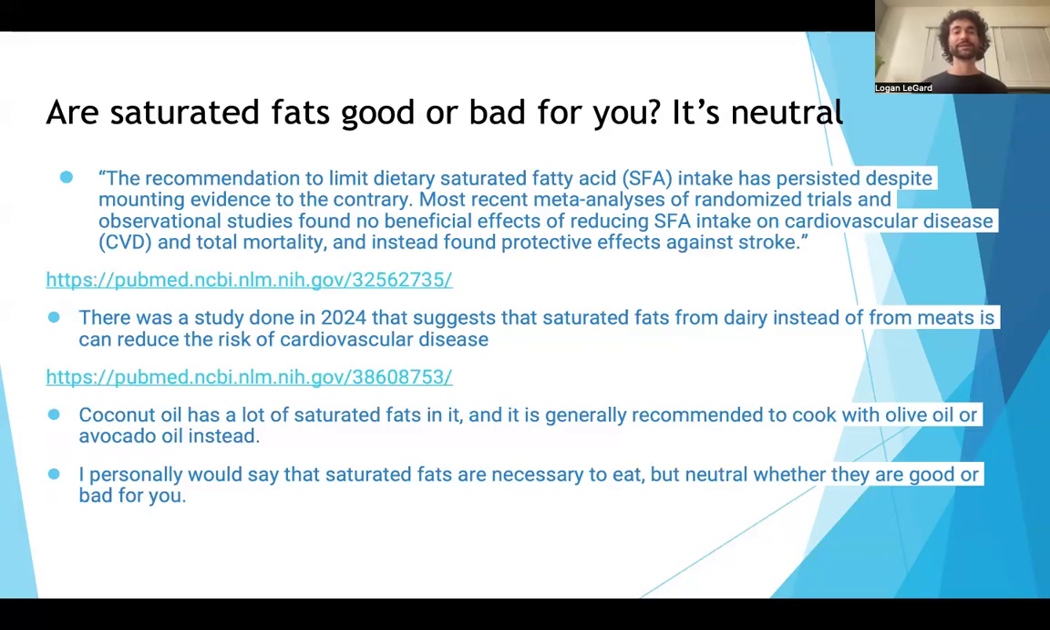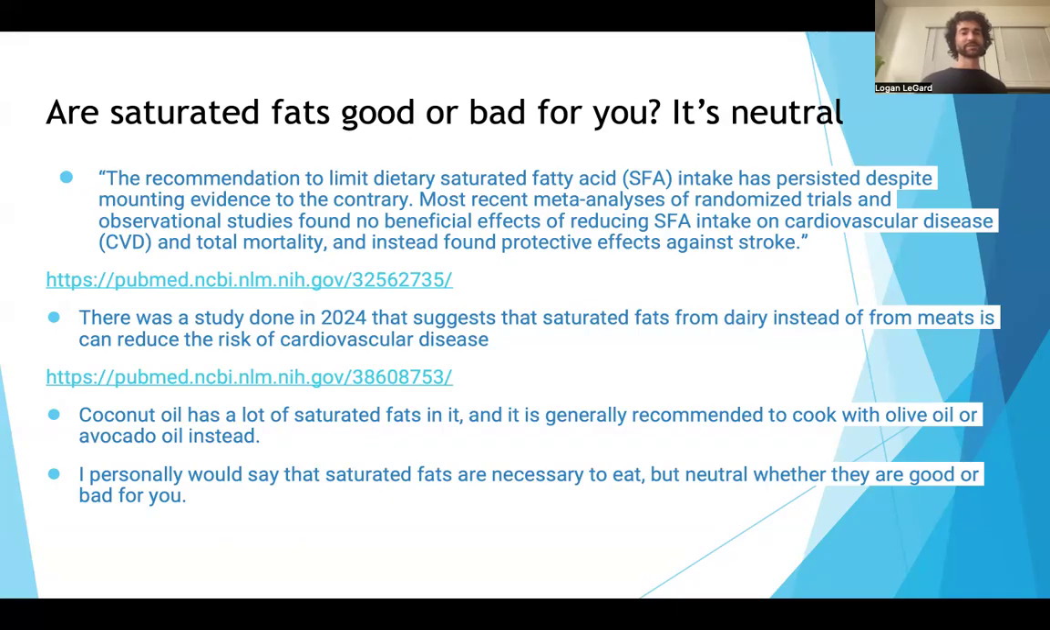The recommendation to limit dietary saturated fat intake has persisted despite mounting evidence to the contrary. Most recent meta-analyses of randomized trials and observational studies found no beneficial effects of reducing saturated fatty acid intake on cardiovascular disease and total mortality, and instead found protective effects against stroke. So this article is saying that saturated fats actually might be good for you.